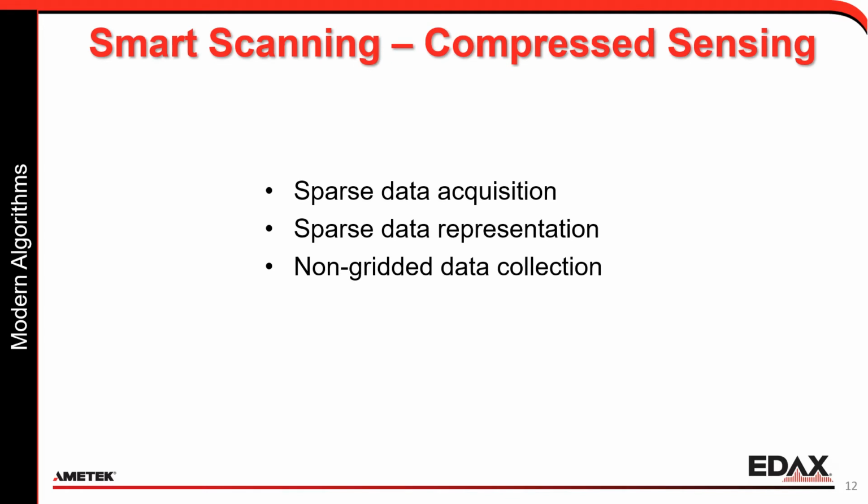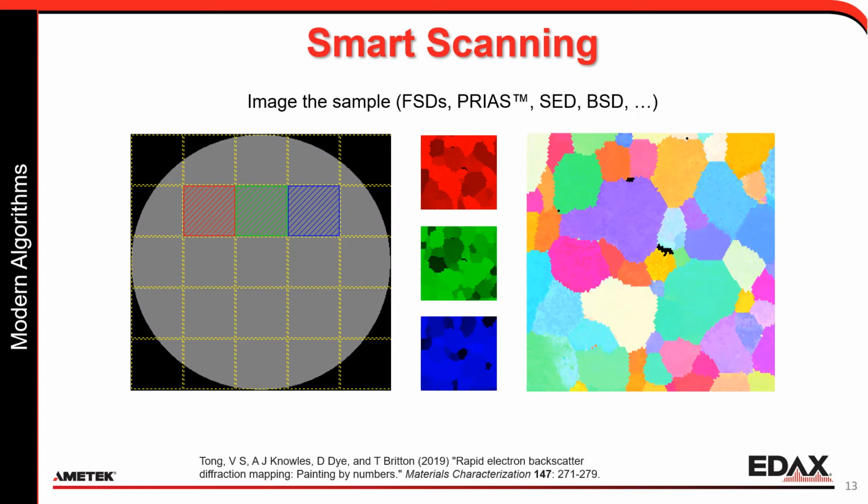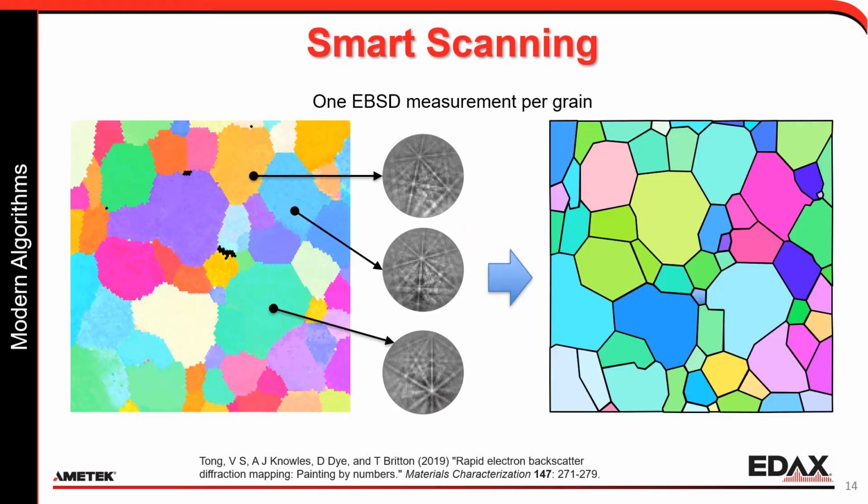Can we use such analyses to find grains, to find phases, to help us and improve our data acquisition strategies? And along with that is the idea of sparse data representation, and the key is non-gridded data collection. So if we have an image of some kind, whether it be from an FSD, a secondary detector, or the EBSD detector itself, as I'm showing here, we can use that data to find the grains. Once we've found the grains, then we can collect one pattern per grain instead of collecting patterns on the grid. And this obviously could give us a tremendous speed up and would be very appropriate for materials with constant orientations within the grains. It might be a little more difficult for deformed materials.